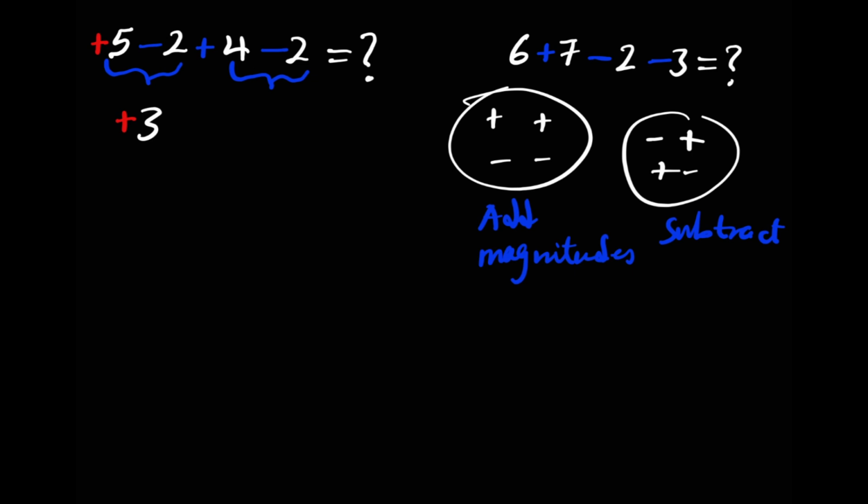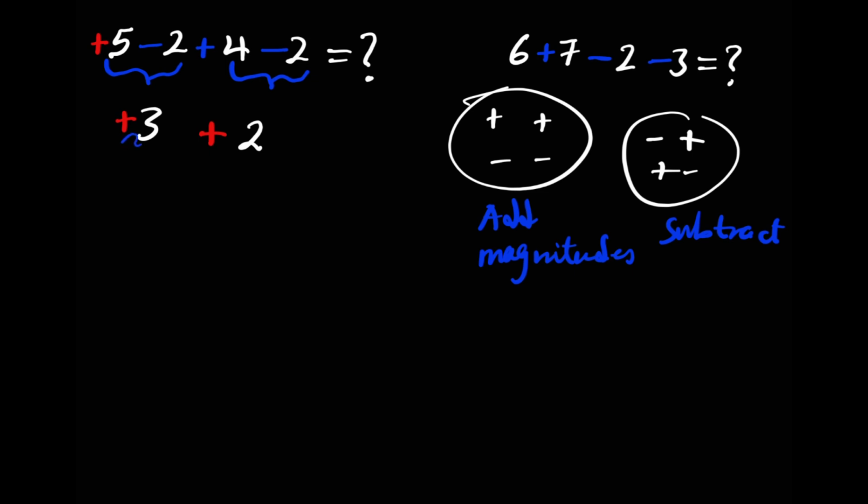Now let's continue with the other pairs. Now we have plus 4 and minus 2, or negative 2. Again, we are going to deal with the magnitudes. So the magnitude of 4 and then 2, we are going to subtract them, because when you have different signs, we subtract the numbers. Now 4 minus 2 is 2. And then the sign is what? Plus. Okay. Plus 2, because 4 is bigger than 2.